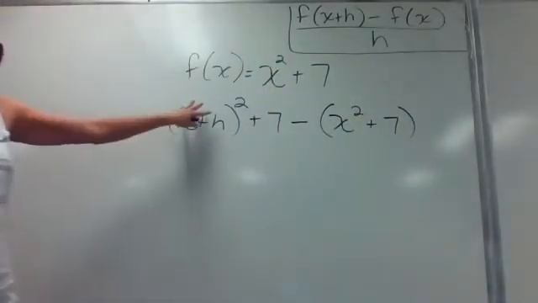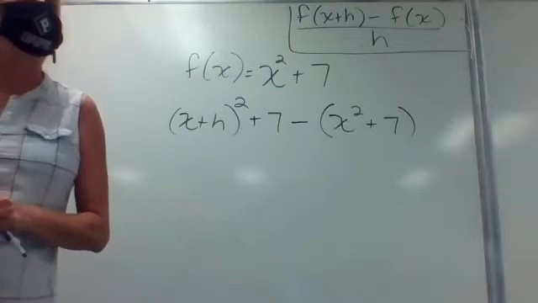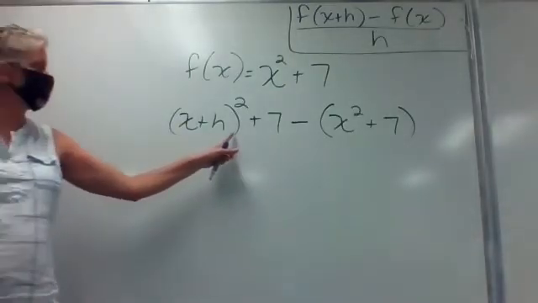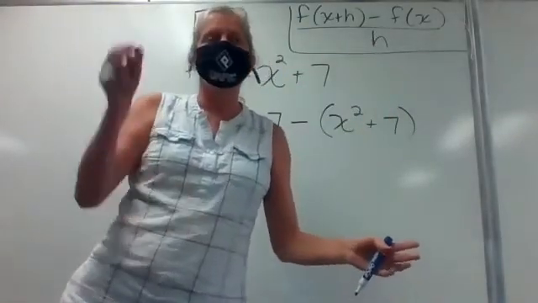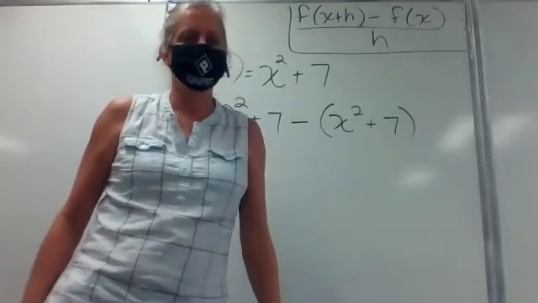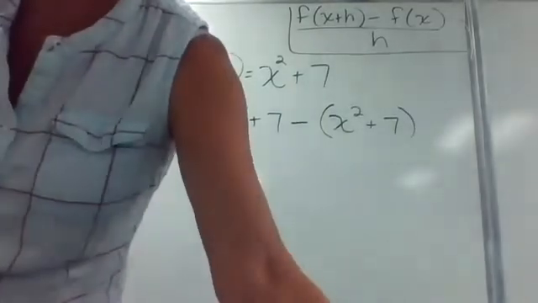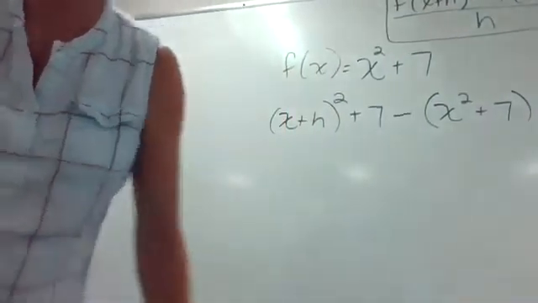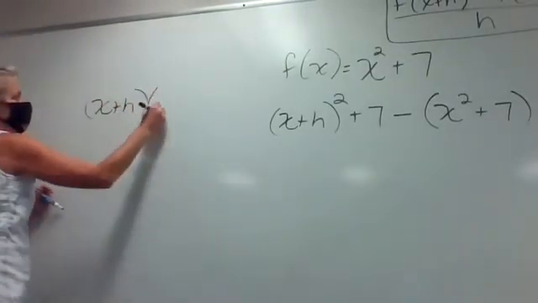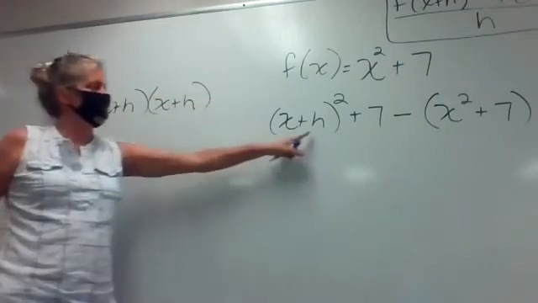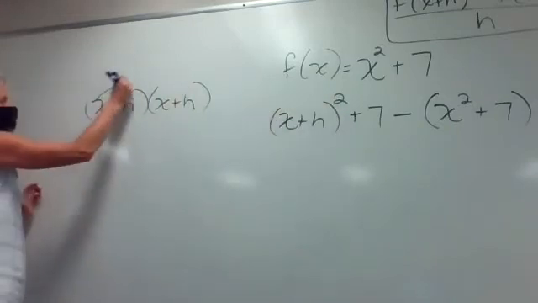Now, I'm going to do this part off to the side and then keep it handy. I'm going to circle it and star it, because what does this mean? X plus h squared means x plus h times itself. So I'm going to have to FOIL that. Okay, so I'm just doing this part right here, which is the x plus h squared over here. So I've got to FOIL.